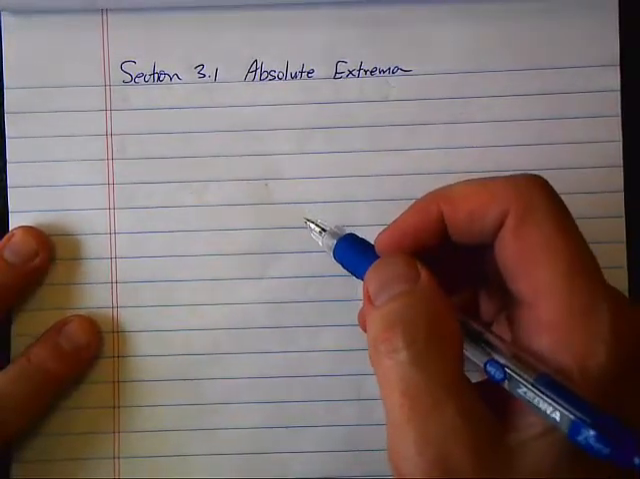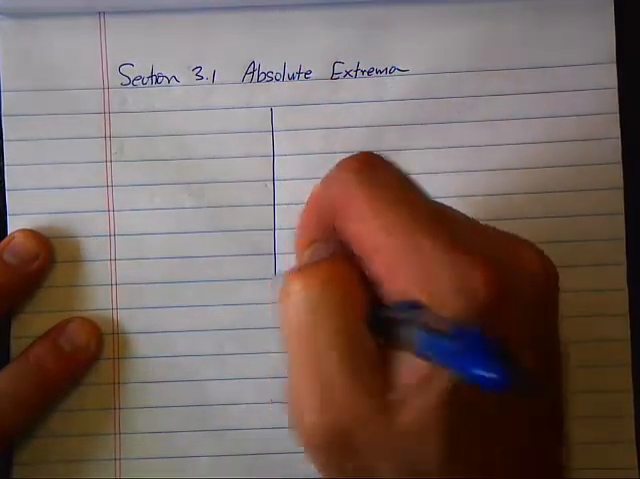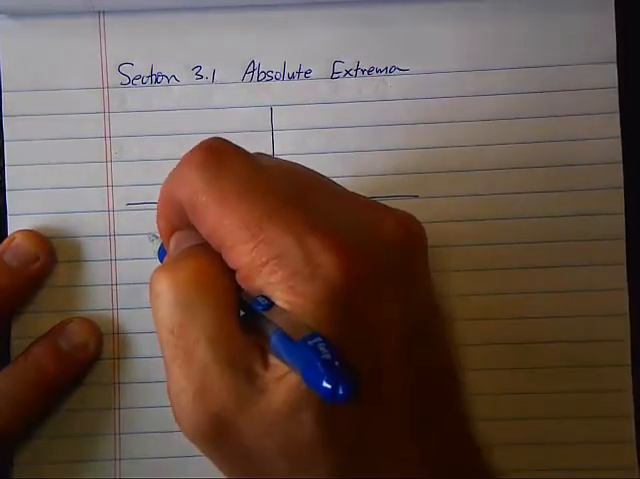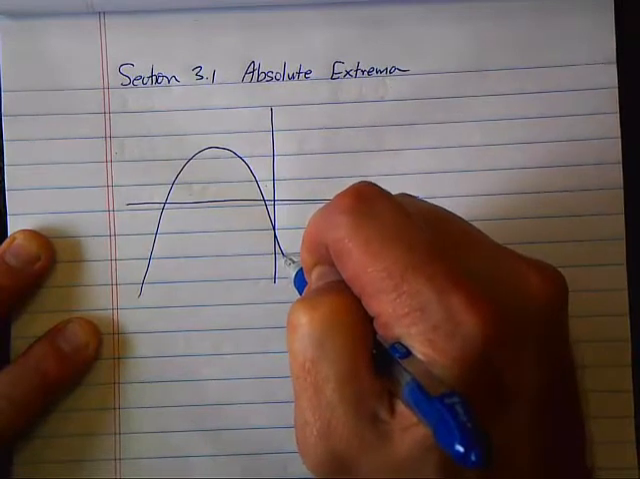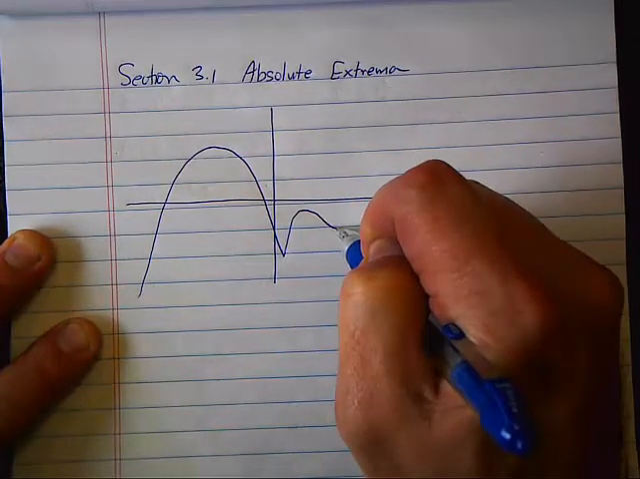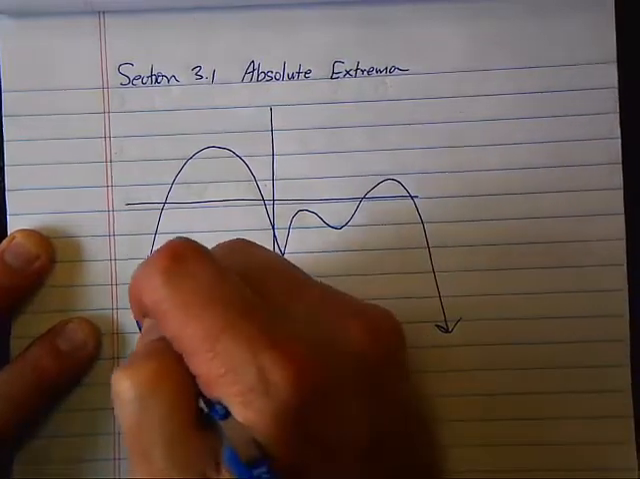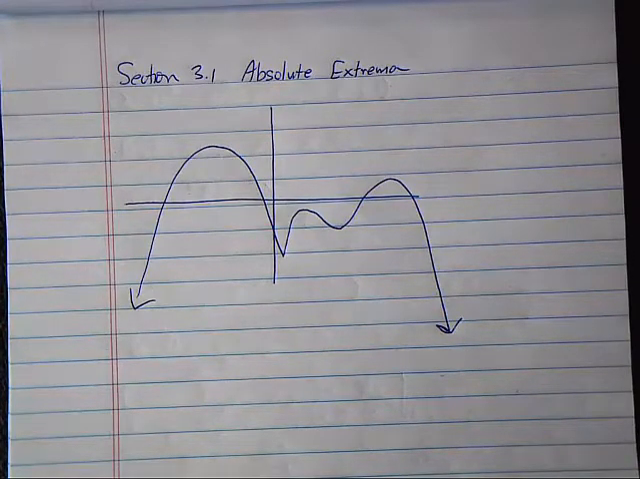So I'm going to draw a function here. Kind of a weird function. I don't know what the equation is. I just drew a picture. But I want you to notice some things. This point right here would have a special name. What would you call that point right there?